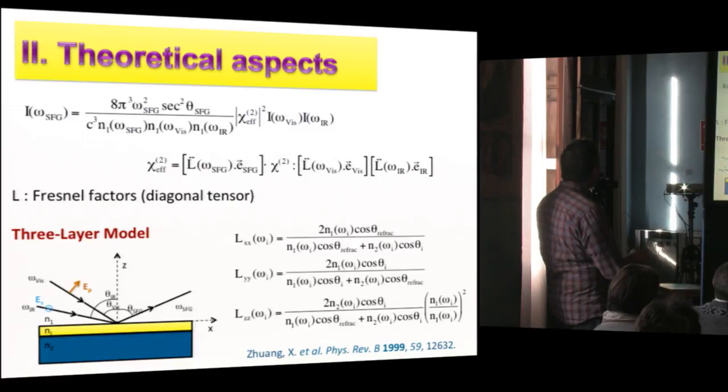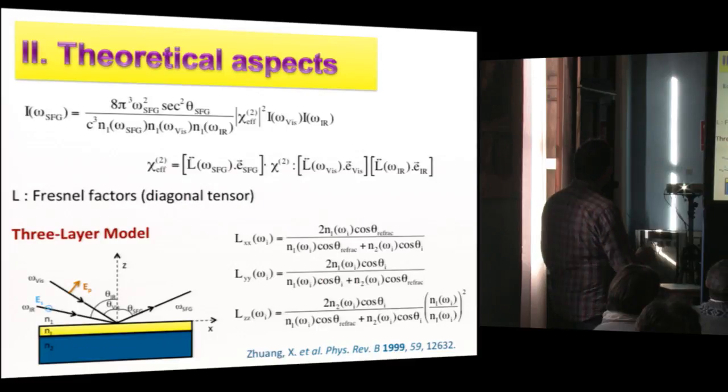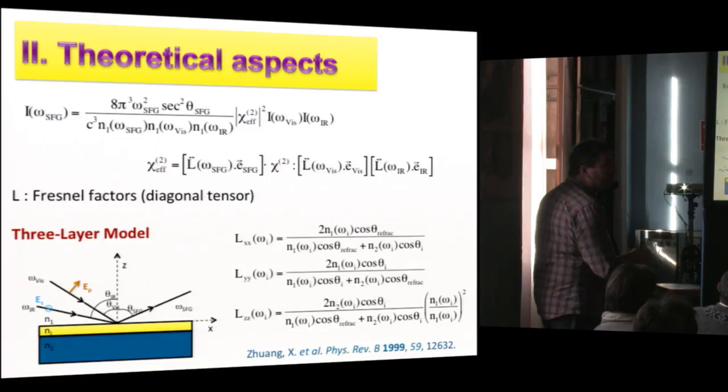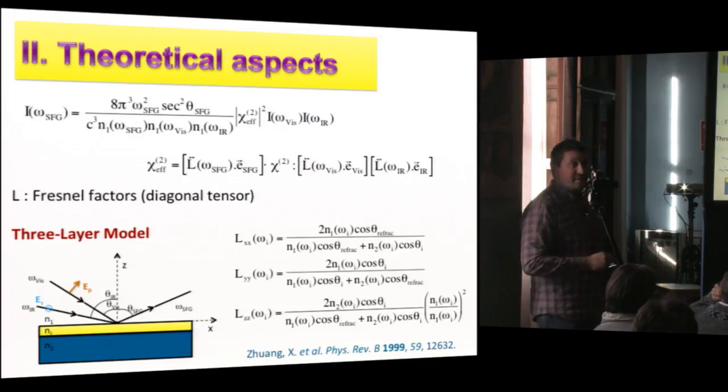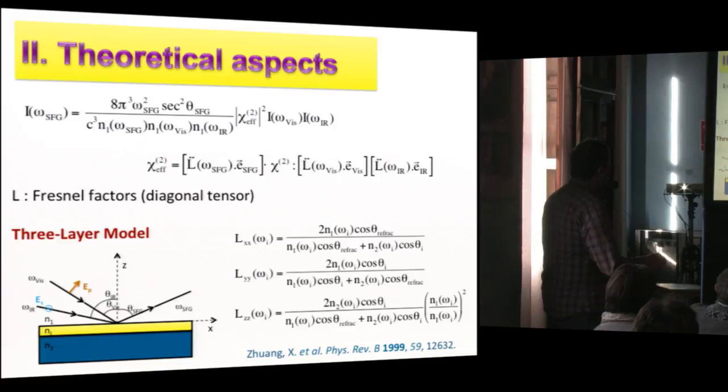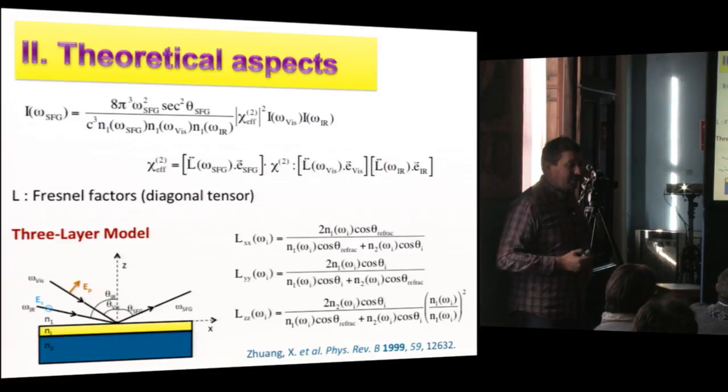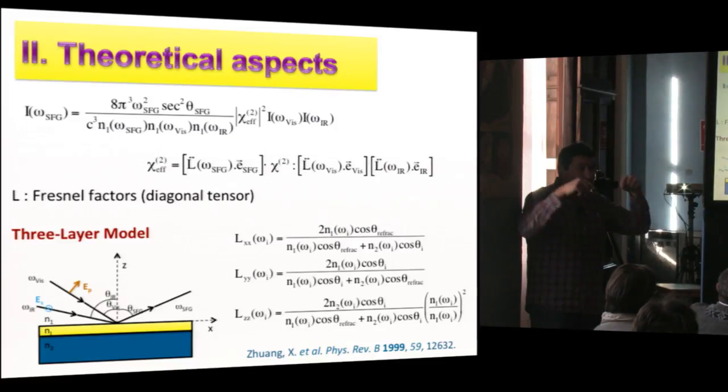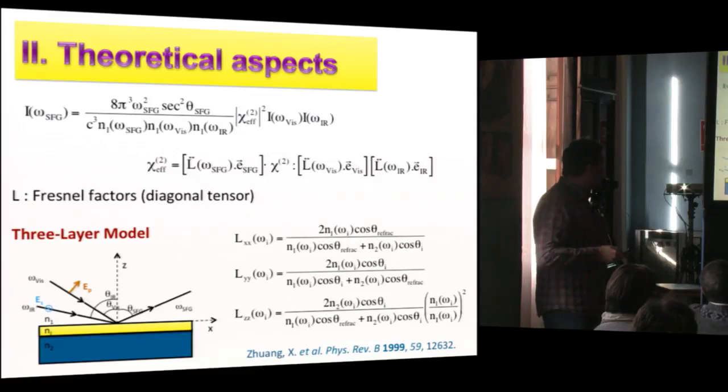Okay, so let's have a look at the formula. This is the expression of the SFG intensity. You see that the SFG intensity is proportional to the intensity of the two incident lights, and it is proportional to the square of an effective second-order nonlinear susceptibility, this Chi2 effective. And the effective Chi2 is related to the Chi2 of your interface through the Fresnel factors. In a sense, Fresnel factors connect the external field with the field inside the interface for the different wavelengths.